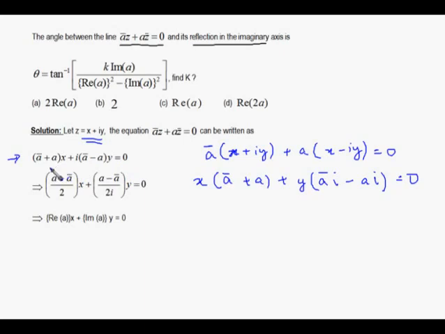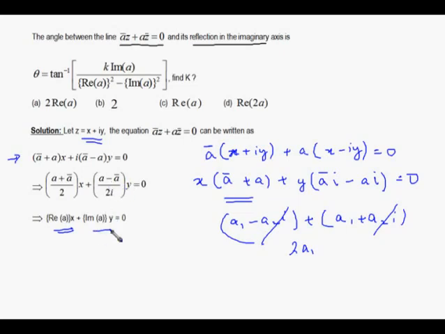Now, if you know the basics of complex numbers, you will realize that the conjugate of a complex number plus itself is actually a real number. A conjugate would have been A1 minus A2i, plus A itself, which is A1 plus A2i. If I add these two, my imaginary part goes away and I'm left with only 2A1, which is real. So if I add this, I get the real part of A times X, and if I add these two, I get the imaginary part of A times Y equals 0.